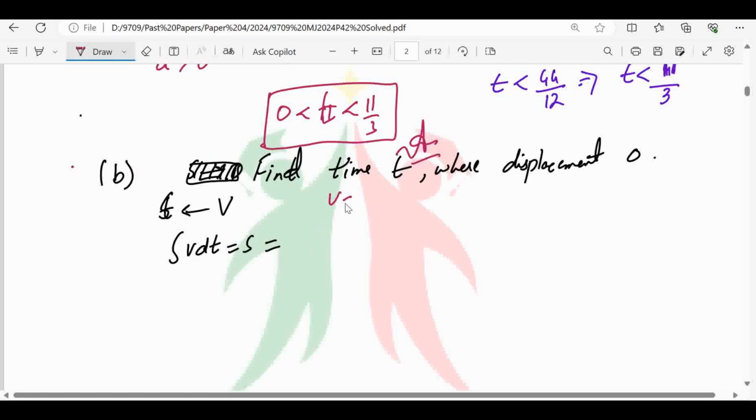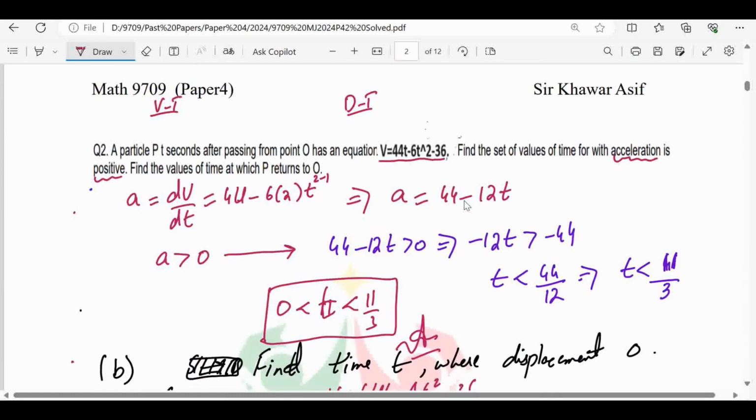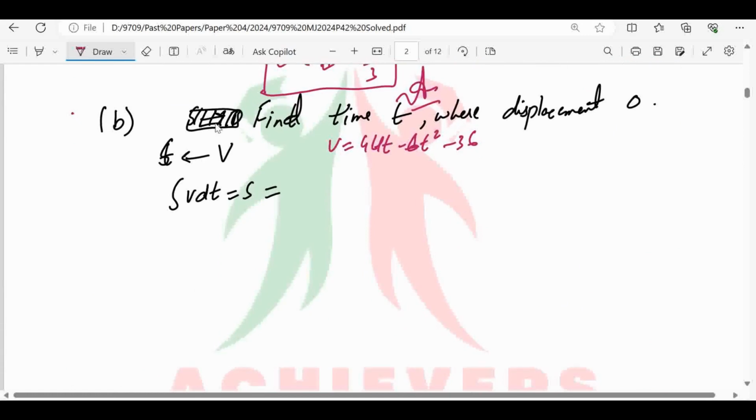So displacement will be equal to... we know that v is equal to 44t minus 6t square minus 36. Let me confirm it from the first one. Yes, it is the same. Now if we integrate it, this will be 44t square by 2 minus 6t cube by 3 minus 36t plus c.